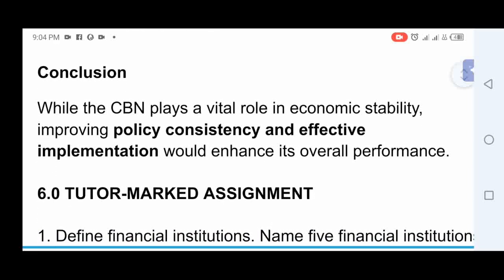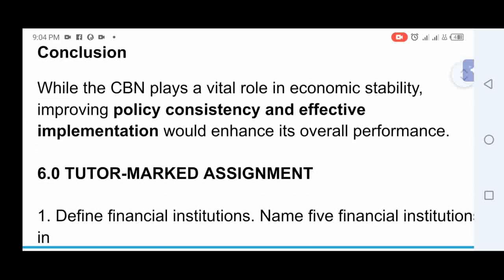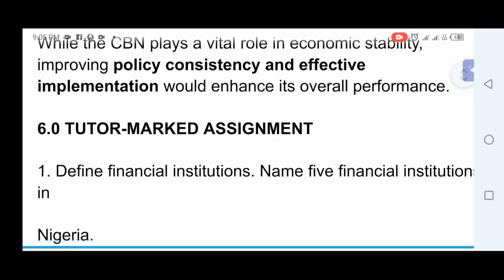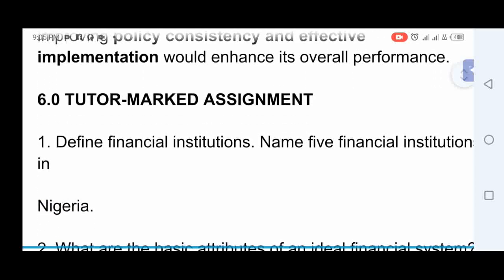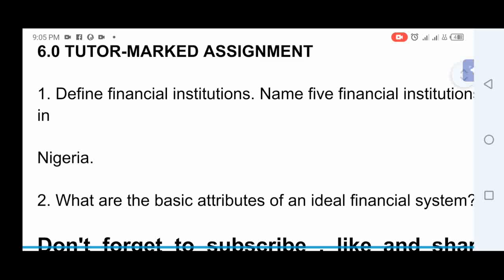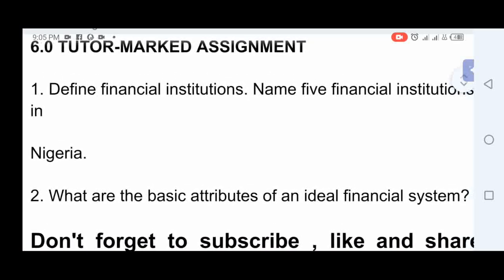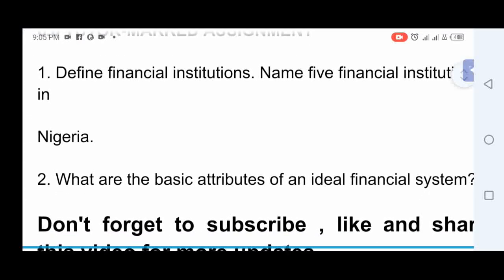Assignments. 1. Define financial institutions. Name 5 financial institutions in Nigeria. 2. What are the basic attributes of an ideal financial system?